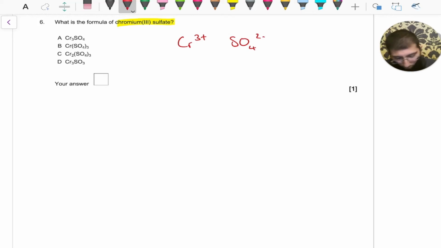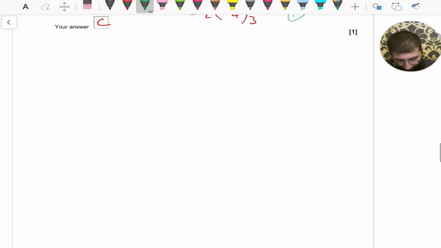So what must the formula be? To balance the charges, we clearly need to have Cr2 and SO4, and that's going to be 3 times. So let's see which one that is. Cr2(SO4)3. It's C, so C is our answer there. Again, happy days, really straightforward.